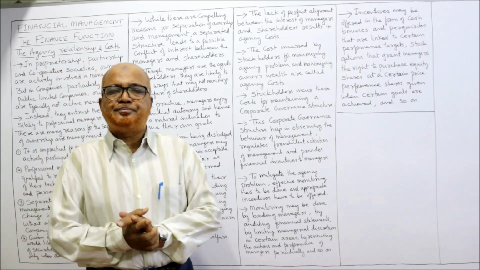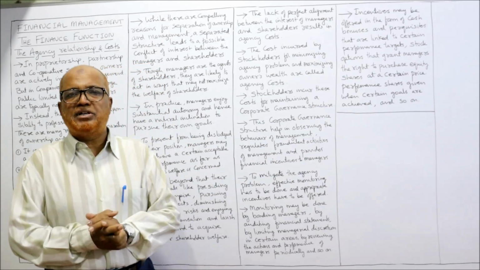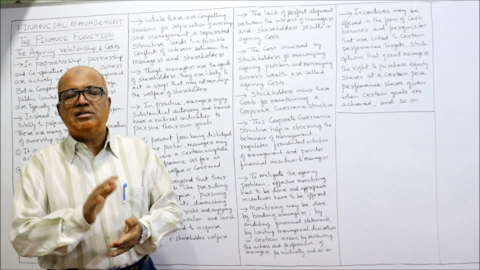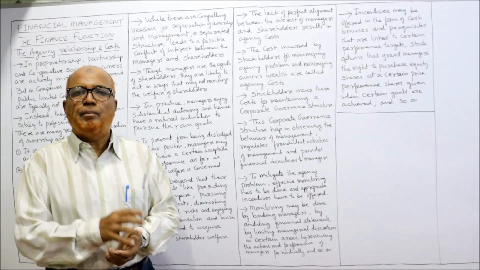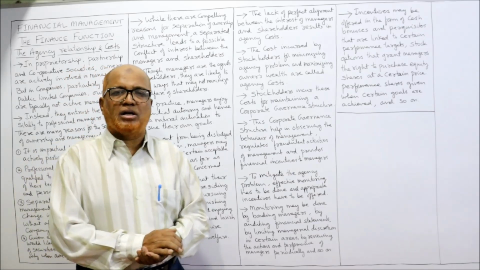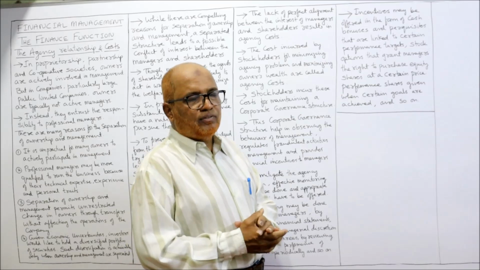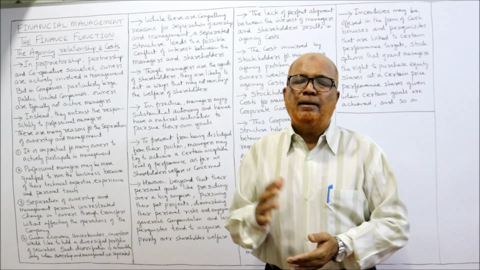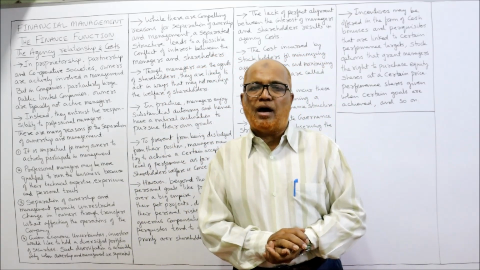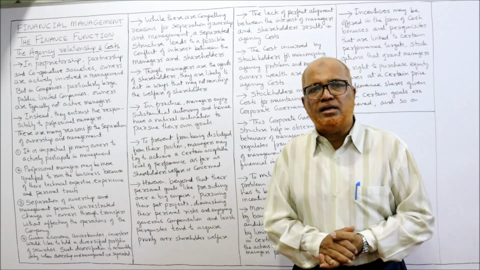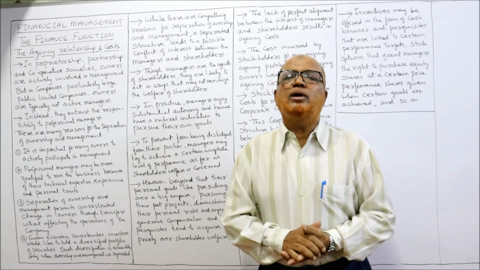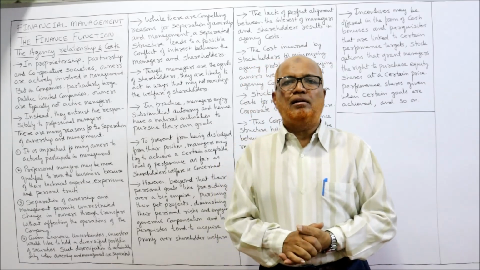So these are the actions to be taken in order to minimize the agency problems by incurring agency costs. So this is the end of the discussion regarding the agency relationship and cost. Very frequently in examinations they will ask a theory question regarding this agency relationship.